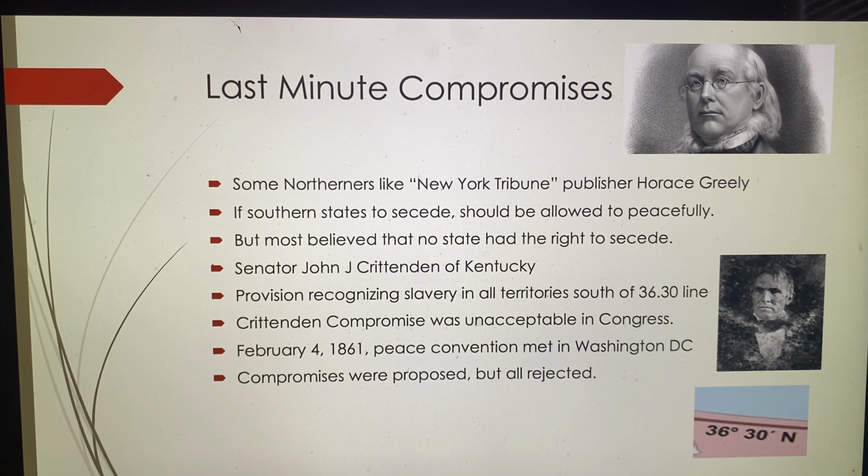On February 4th, 1861, a peace convention met in Washington, D.C. to try to make peace, and a bunch of compromises were proposed, but every single one of them was rejected.